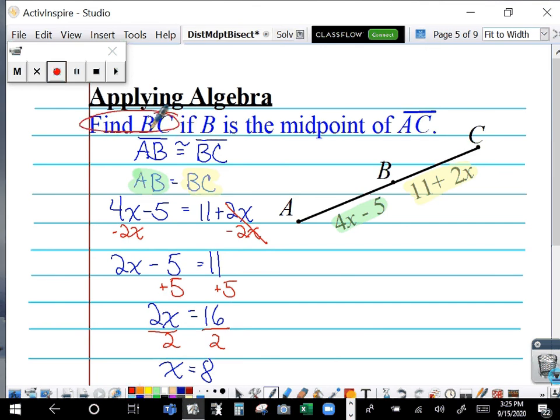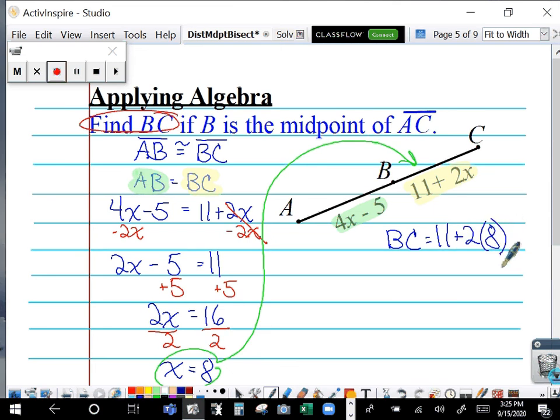Once we have the value of x, we sub that into this expression in place of x for the length of BC. So that means for us, we can say the length of BC is 11 plus 2 times 8. Well, 2 times 8 is 16, and 11 plus 16 is going to be 27. So the length of segment BC is 27 units.